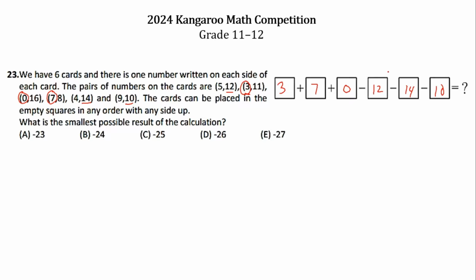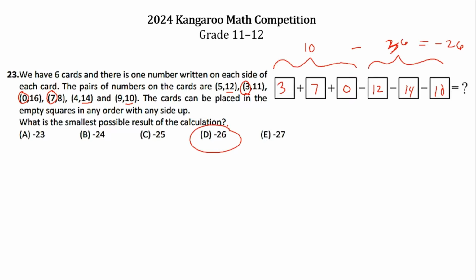So this one is 10, this one is 26, not 26, 36, right? So 10 minus 36, that gives us negative 26. Okay, so the answer is option D.